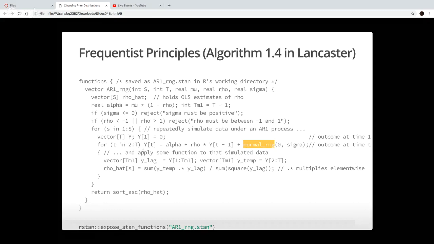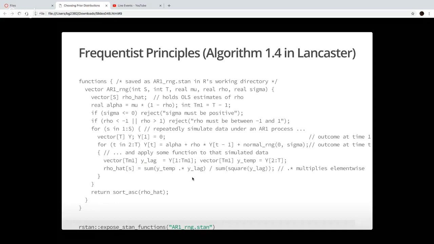Then after I've done all that, I drop into another piece inside the curly braces where I take out the first t minus 1 of those and call that y lag. Then I take out the last t minus 1 of those and call that y temp. And then I can execute the OLS estimator as this expression here.